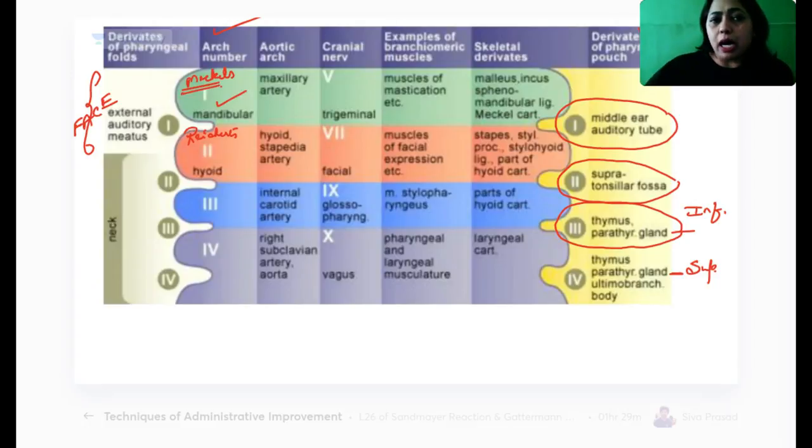Okay, so here the artery is the maxillary artery and you have the cranial nerve trigeminal supplying these derivatives from this arch.